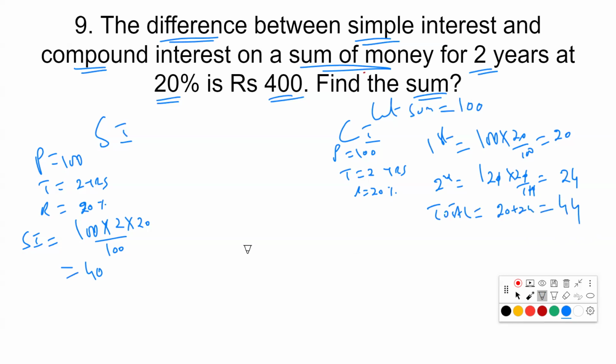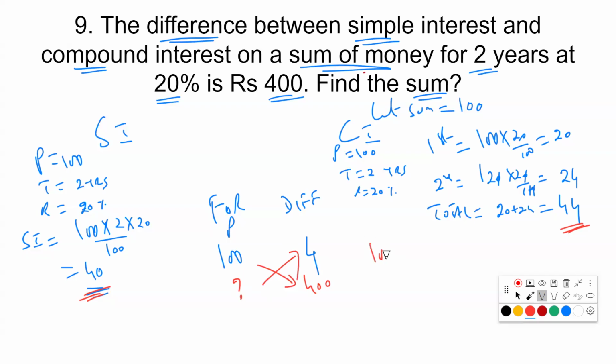Yeah, Simran, you are right. So now for 100 rupees principal, the difference is coming to how much? The difference is coming to 4 rupees. Compound interest 44 rupees, simple interest 40 rupees. So are you noticing? Here it is 40, here it is 44. The difference came to 4. Okay, but actual difference is 400. What will be my sum? So cross multiply to get your answer. 100 into 400 divided by 4, which is equal to how much? 10,000.